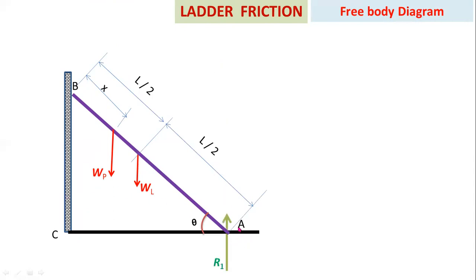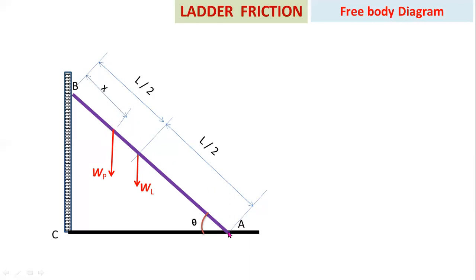Due to the self weight of the ladder and the self weight of the person, reaction forces will be induced at point A and at point B, because points A and B are the contact points with respect to the floor and wall. At a point of contact, you have to consider reaction force. Already we know that at a point of contact, you have to consider normal reaction forces.